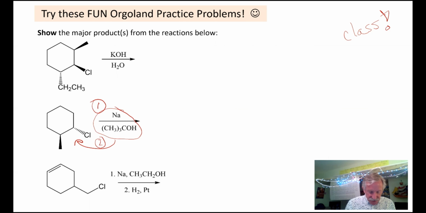Oftentimes when we do these two-step syntheses, you can see we write it out as part 1 and part 2. That'd be really nice here, but sometimes they don't. And that's because sodium metal just has no interest in an alkyl chloride. So if they threw all these things in the pot, there's only one thing the sodium metal would want to play with. And that one you know from a previous commercial break that we had. Okay, go have fun with this.